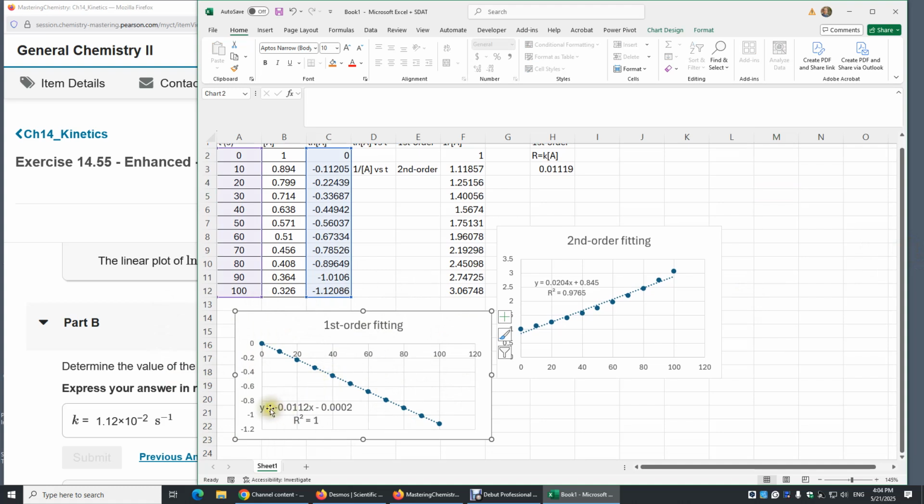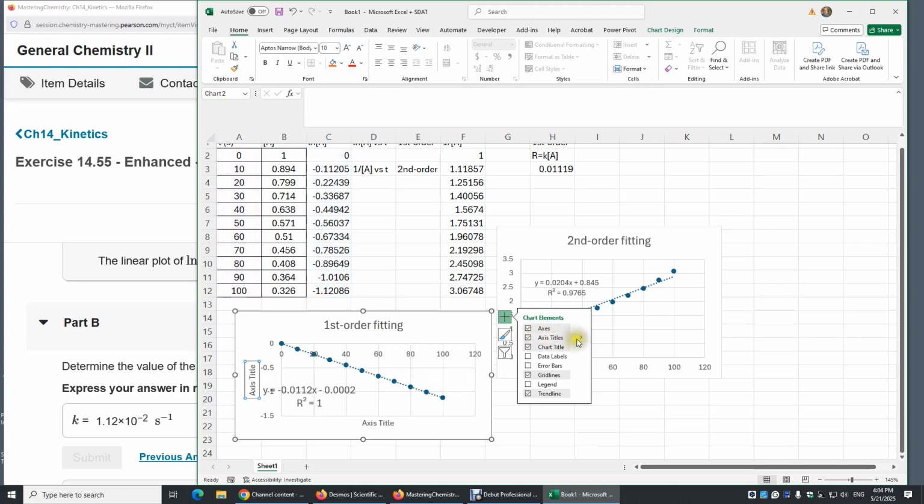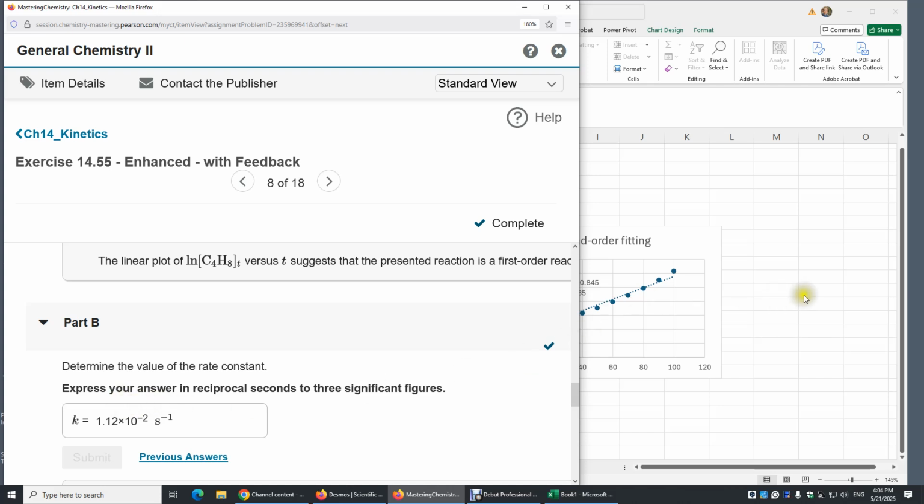If you plot the natural logarithm of A, so I'm going to actually add this ln A here, just to be clear, versus time. This is time. The slope is negative K. So over here, negative 0.0112 is negative K. And therefore, K is positive 0.0112. Alright, so there's another way to do this.